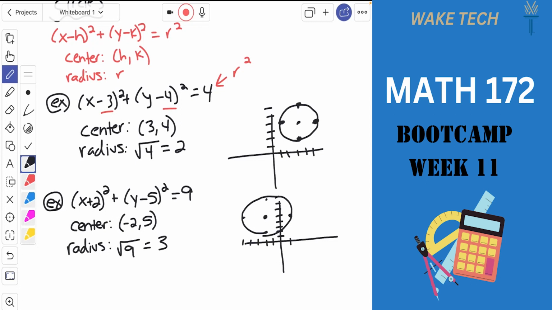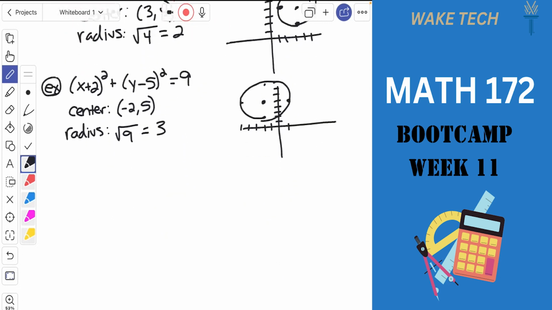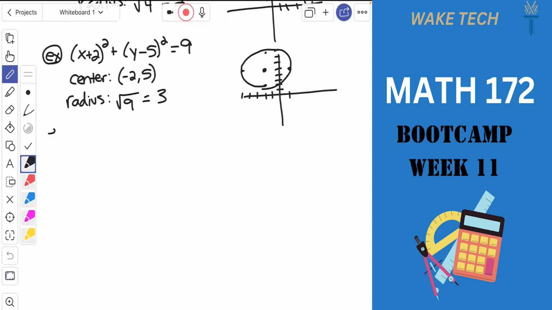Okay, so let's look at this from a different perspective. Now, this one will actually require us to complete the square. x squared minus 4x plus y squared plus 2y equals 11. So this is the specific context where you will be completing the square for the week in 172.